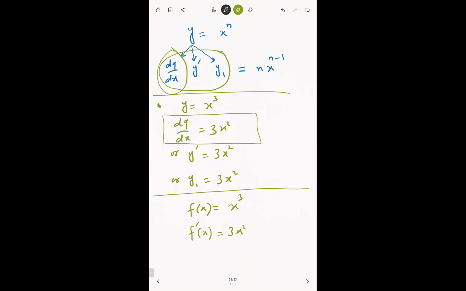And f double prime, so please stay with my pace. डबल प्राइम का भी हम अब नहीं अभी डिस्कस करेंगे, वो आगे हम करेंगे. So if it is y, if you differentiate y, you will get dy by dx. If it is f of x, if you differentiate f of x, you will get f prime of x.